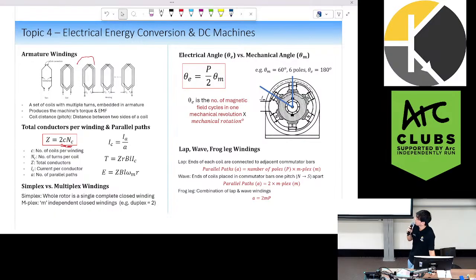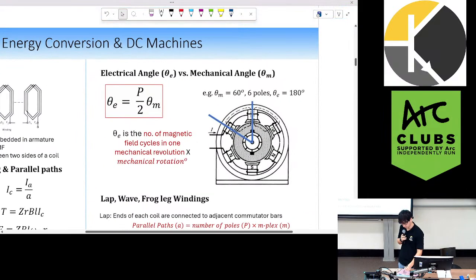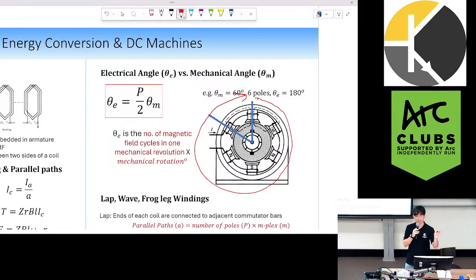A new concept that we encounter going into machines is the concept of electrical angle versus mechanical angle. And that's because in a machine, we typically have more than one pole pair. So if you think of a mechanical rotation of 360 degrees that goes all the way around, sure, we have one full circular rotation mechanically, but electrically, a lot more is going on.